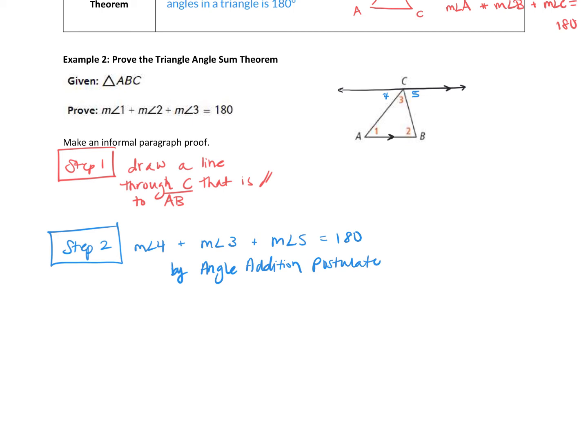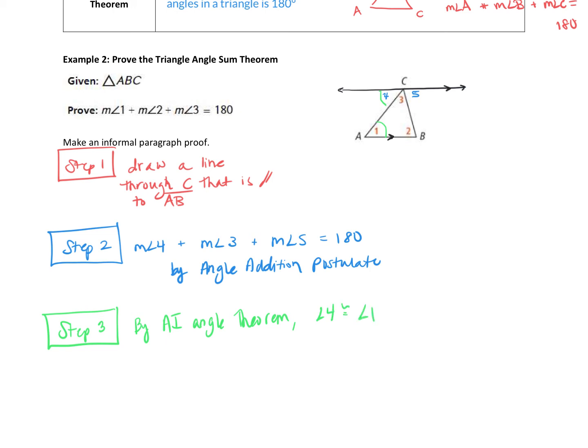All right, so step 3. We're going to use the fact that we have parallel lines, and we're going to identify some alternate interior angles. So this line is parallel to this line, and here is a transversal. So you've got parallel lines cut by a transversal. That makes angle 4 congruent to angle 1 because they are alternate interior angles. So by the alternate interior angle theorem, we know that angle 4 is congruent to angle 1.